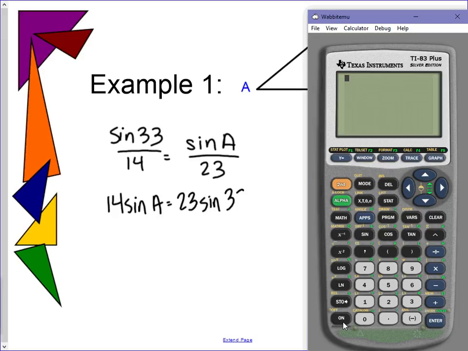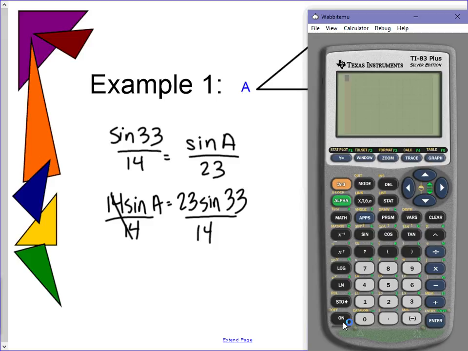I'll show a little bit more work than I usually will. So I cross multiply: 14 sine A equals 23 times sine 33. Then I'm going to divide by 14 on both sides. So now I have this statement: sine A equals 23 times sine 33 divided by 14. How are you going to get A all by itself?